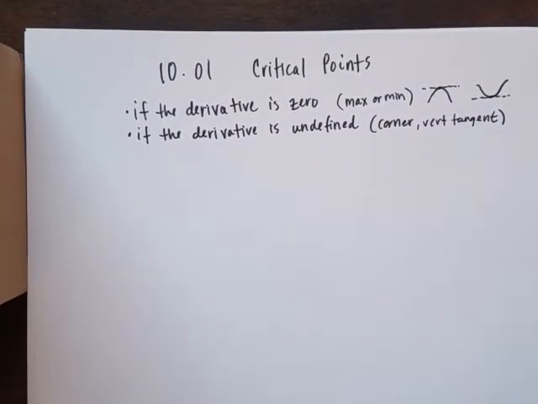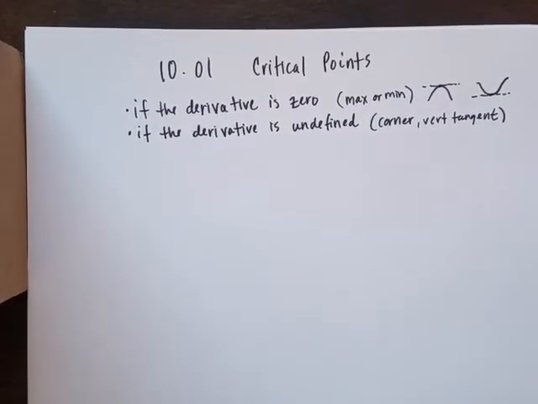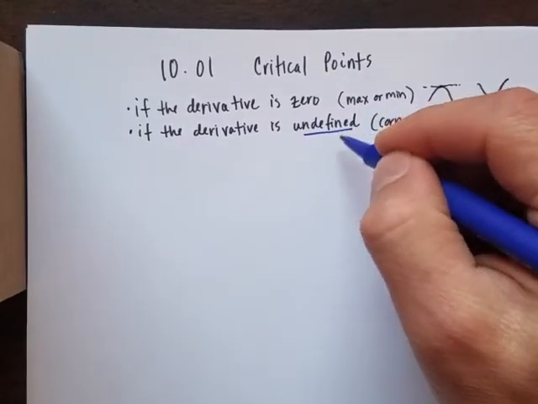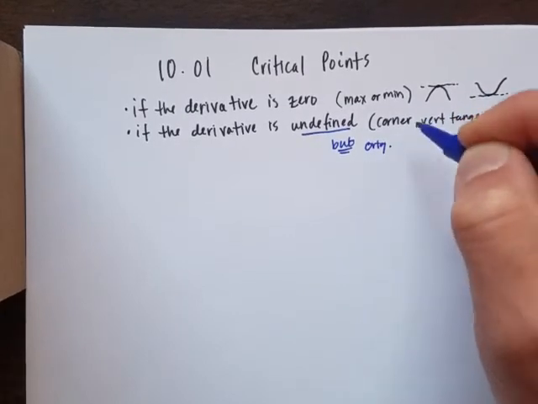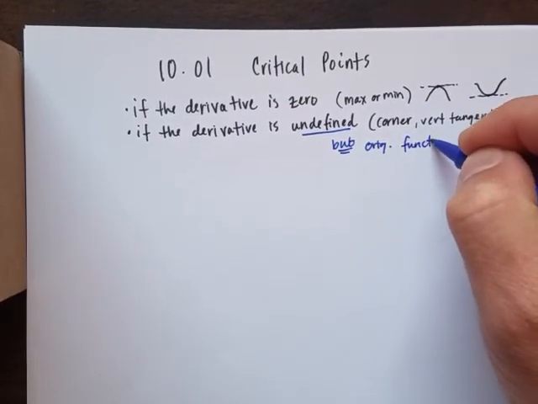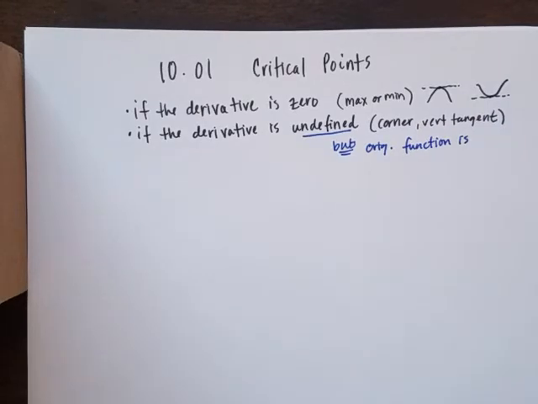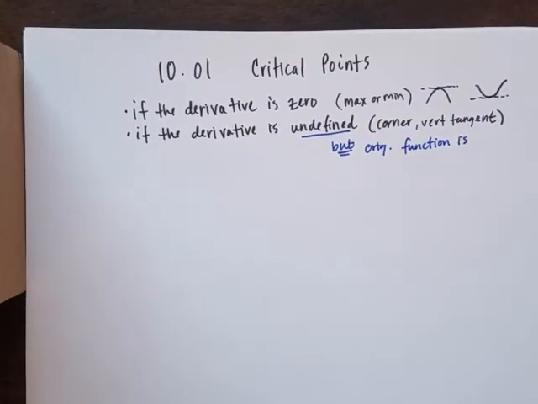So if the derivative is undefined, and I am going to make a side note here, but the original function is defined, right? So if the original function is defined, but its derivative isn't, that's a critical point.